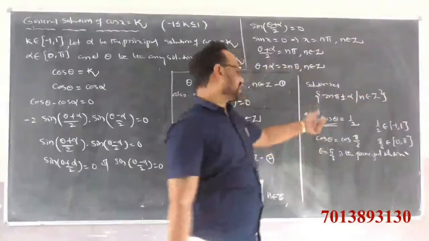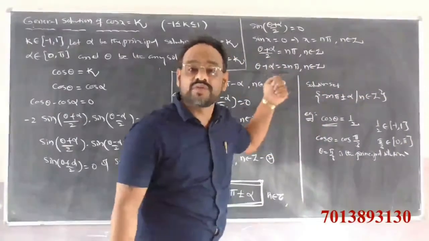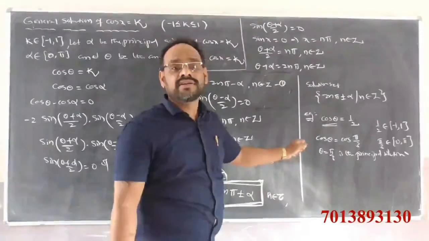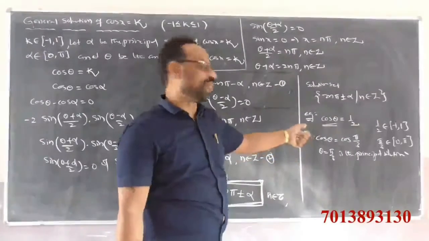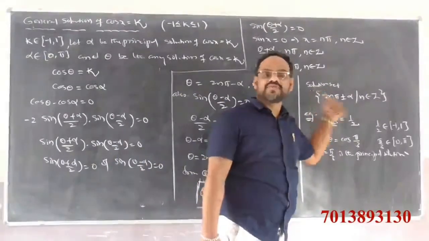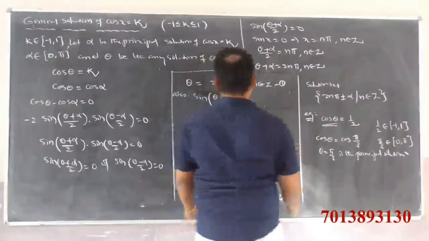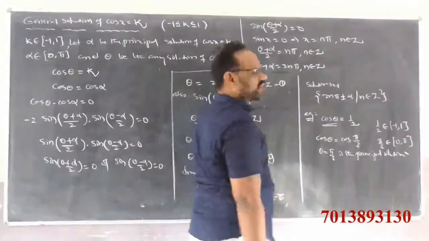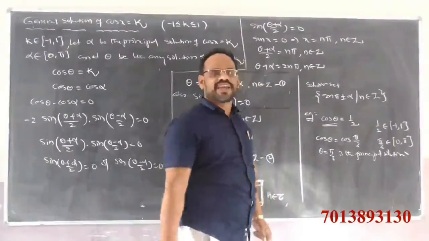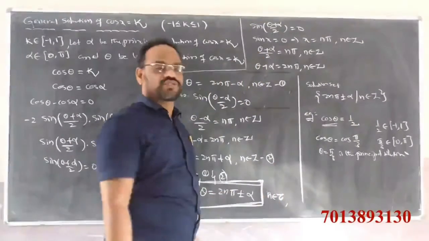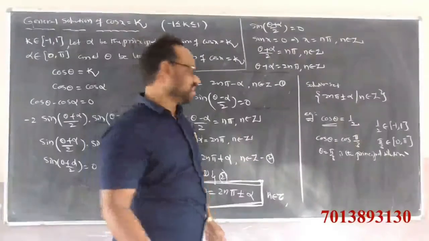The principal solution of the given trigonometric equation cos theta equals 1 by 2 is known, but we want the general solution. What is the general solution of cos x equals k? The general solution is clearly theta equals 2n pi plus or minus alpha.